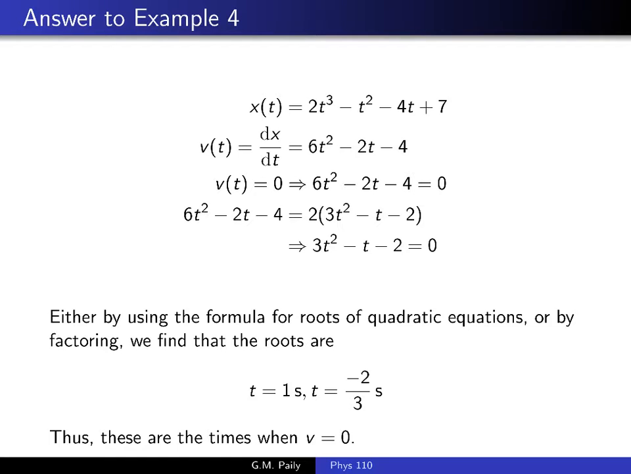But in a question like this, where no information is given about anything special happening at t equals 0, the negative answer is also a possibility. And so both of these are, at least at the moment, valid answers for when the velocity is 0.